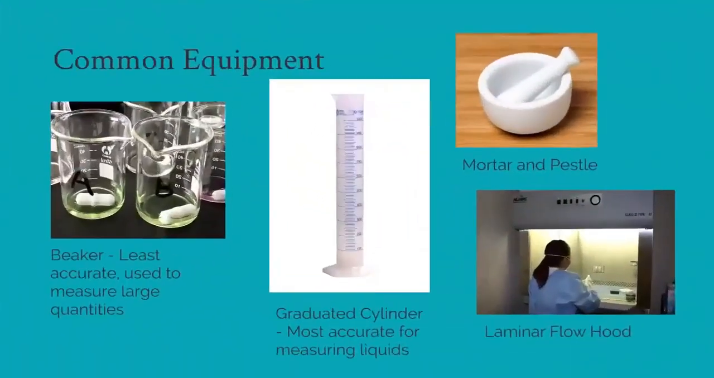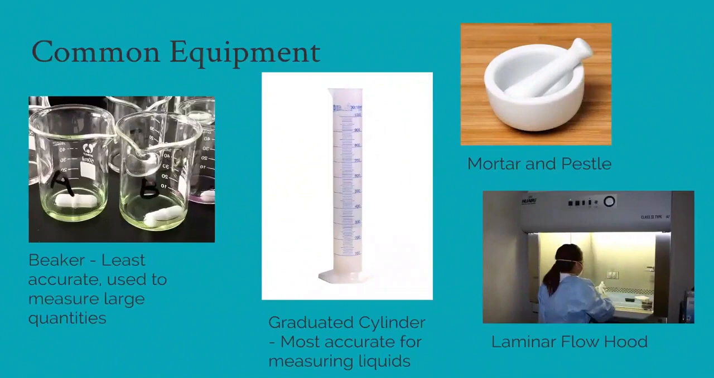So starting with that common equipment, first, we have beakers. These are the least accurate and they're used to measure large quantities, versus graduated cylinders, which are going to be the most accurate for measuring liquids. You're always going to want to go with a graduated cylinder over a beaker when you have to measure liquids out. You have a mortar and pestle that's seen at the top, and a laminar flow hood that's seen in the bottom right.